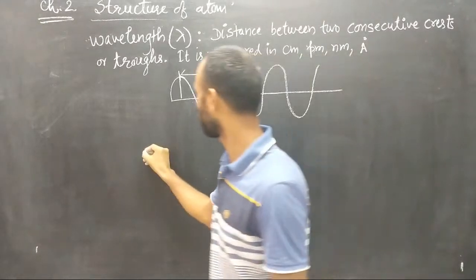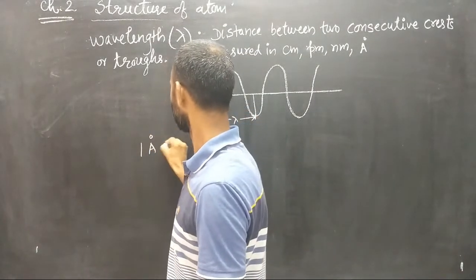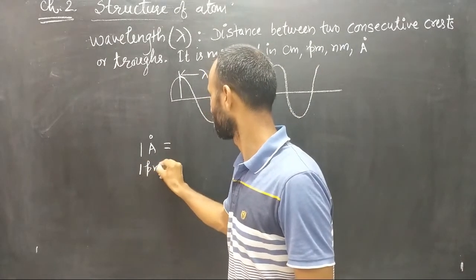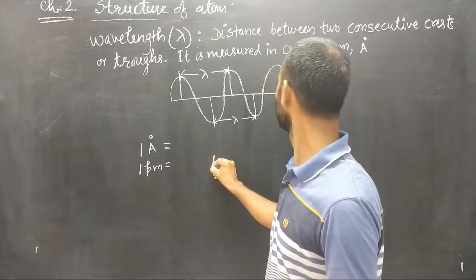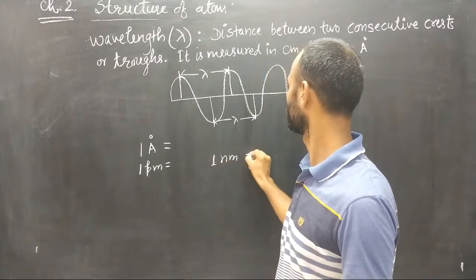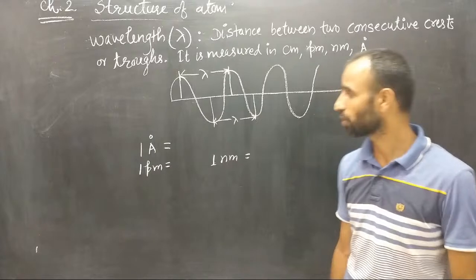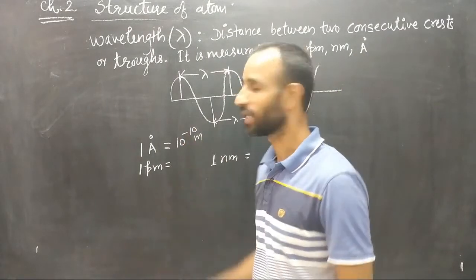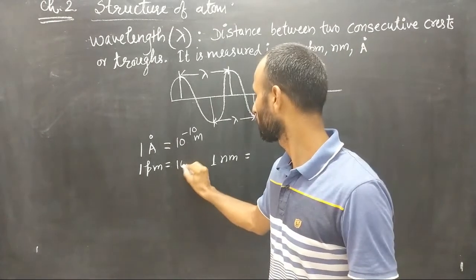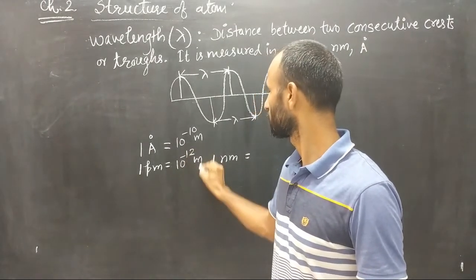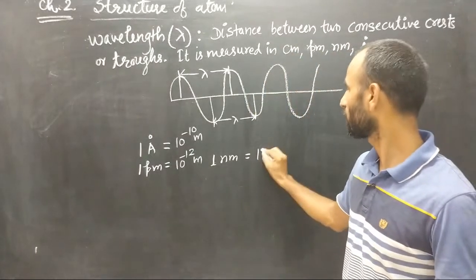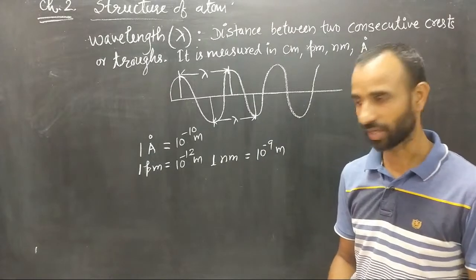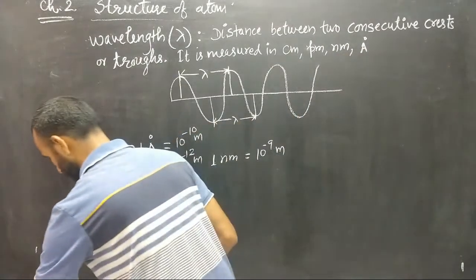what is the value of 1 angstrom or 1 picometer, 1 nanometer? Convert 1 angstrom into meter. 10 raised to power minus 10 meter. 1 picometer, 10 raised to power minus 12 meter. 1 nanometer, 10 raised to power minus 9 meter. Like that, okay.